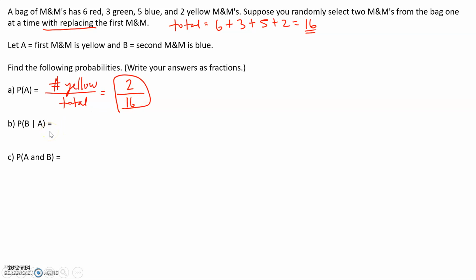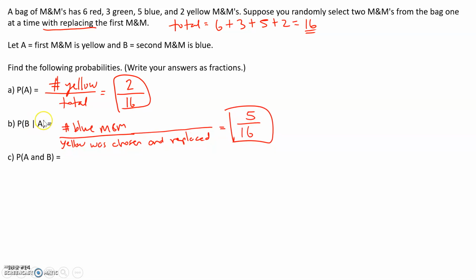B says, what is the probability of B given A? So given A, it means that the first M&M chosen was yellow. Okay, so if you chose a first M&M that's yellow, but we replaced it, that goes back to original conditions. So you choose an M&M, but you replace it. So we have 16 M&Ms. Of the 16, how many of them are blue? Because event B is that the second M&M is blue. That's 5 out of 16. And notice that because we replace the M&M, we have a total of 16.